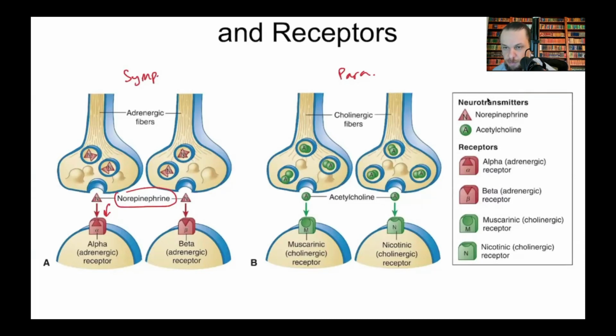Gonna cause vasoconstriction. Vasoconstriction, very good. On the beta receptors, depending, they don't give you a division. If it was beta1 on the heart, increased heart rate. If it was beta2, bronchodilation. Right? Cholinergic fibers, same thing.